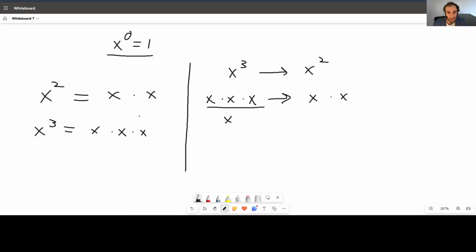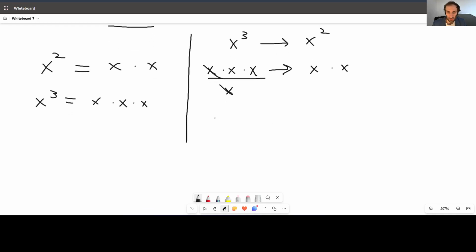Right, we know that's the case because if we are increasing the exponent by 1, we're multiplying by an additional x. But if we're going backwards, if we're going from x cubed to x squared, we do the inverse of multiplication. What's the inverse of multiplication? What's the backwards of multiplication? Division. So we are dividing. So in that case, x times x times x divided by x gives us x times x, or x squared.